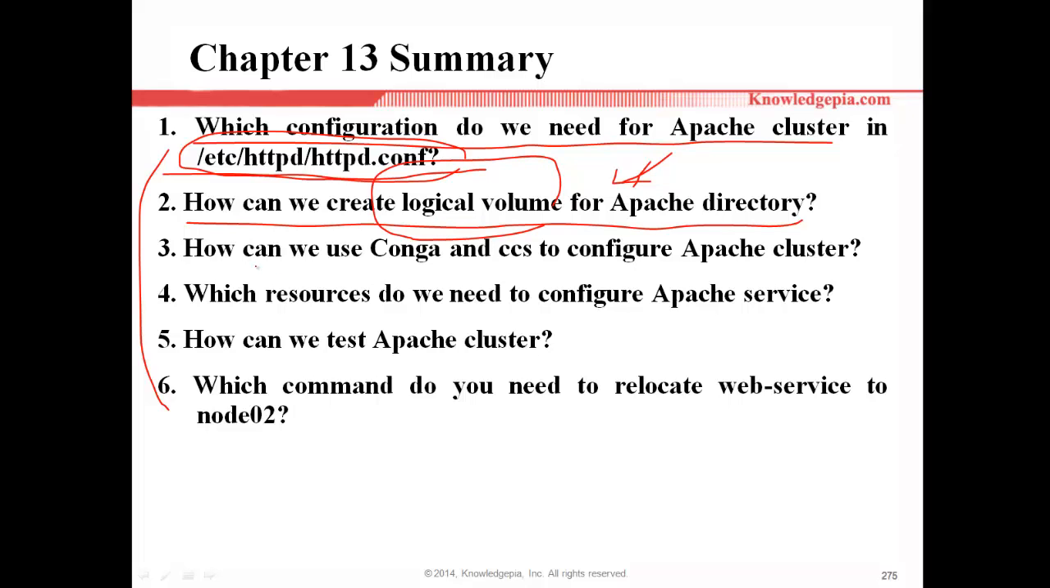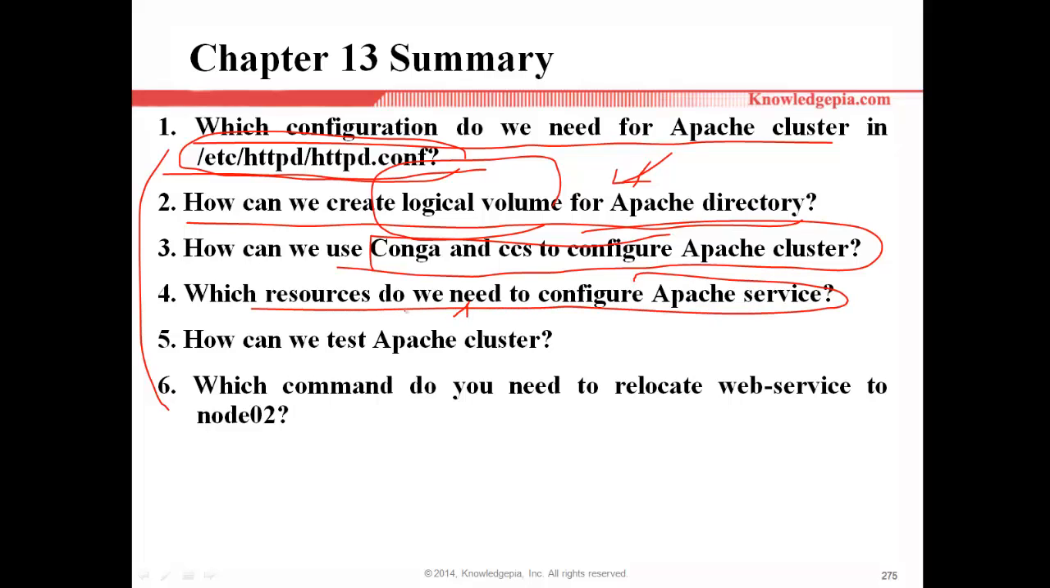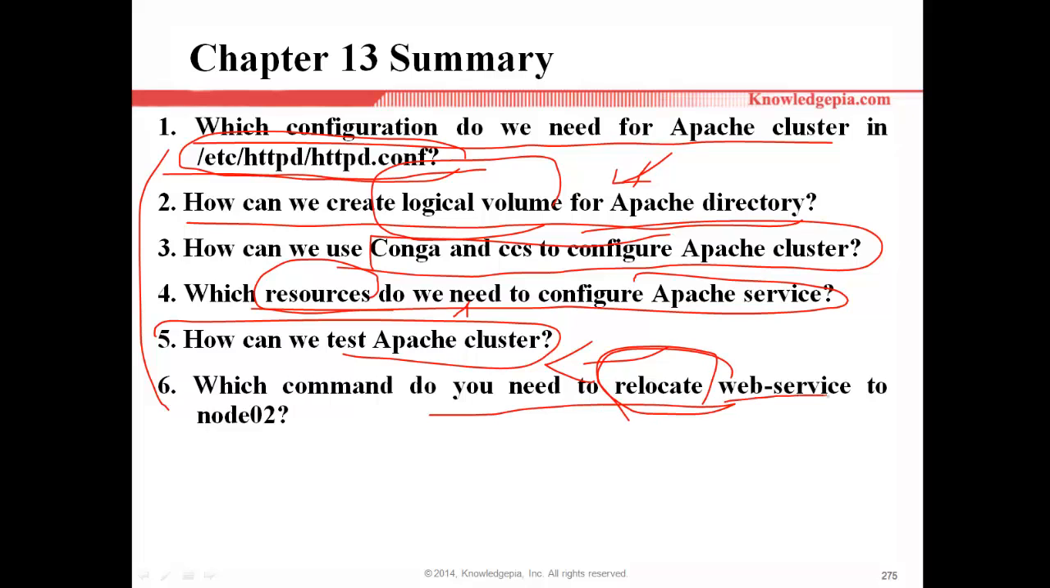And number three, how can we use Conga and CCS to configure the Apache cluster? I already showed you. And number four, which resources do we need to configure the Apache service? I already told you the Apache service needs three kinds of resources. And number five, how can we test the Apache cluster? If we are successful in configuring the Apache cluster on the cluster, in my case three cluster nodes, then if we shut down a cluster node, the other cluster node must fail over this service from the failed cluster node.